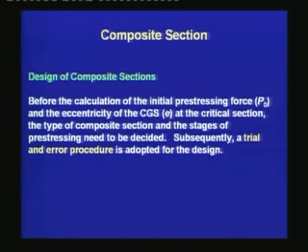Before the calculation of the initial pre-stressing force, which is P0, and the eccentricity of the CGS, E, at the critical section, the type of composite section and the stages of pre-stressing need to be decided. Subsequently, a trial and error procedure is adopted for the design. That means, before we can evaluate the value of the pre-stressing force at transfer and the eccentricity, we need to first be clear about what type of composite section we are using and what will be the method of construction. Once we have decided upon this, then the pre-stressing force and the eccentricity are determined based on a trial and error procedure.